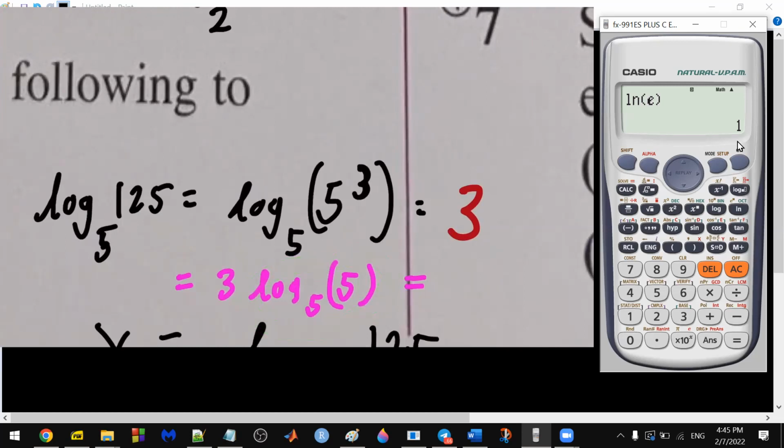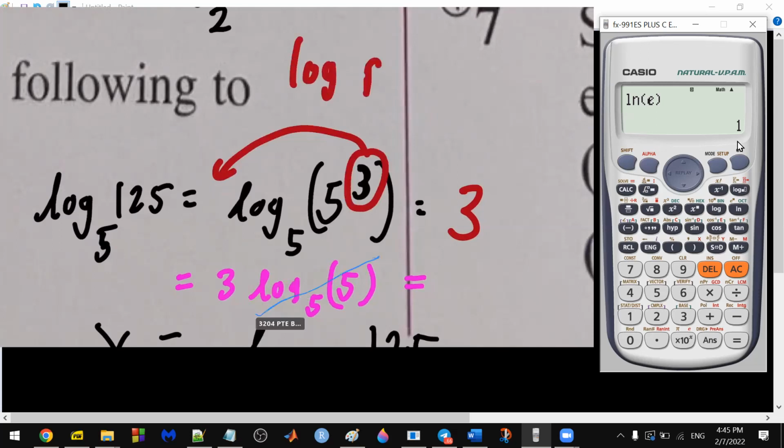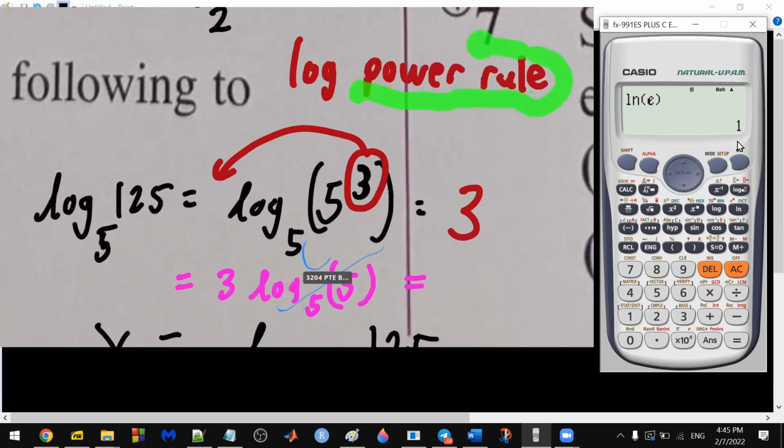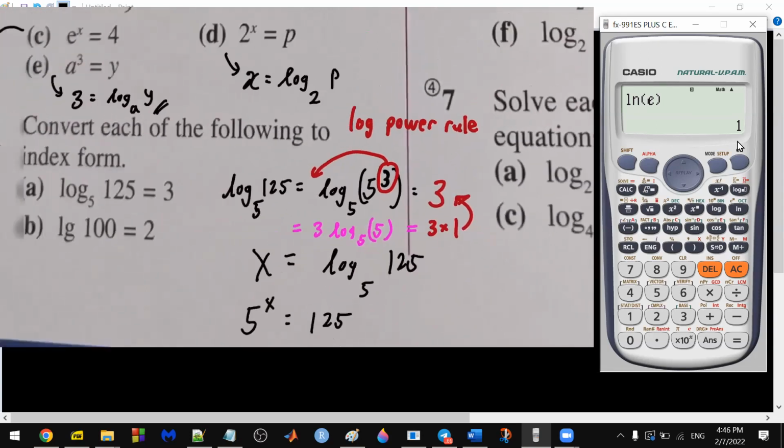All right. And yeah, you can bring it down. This is yet another special rule that I introduced later. This is called the logarithm power rule. Do not be confused, because in the future you will learn something else that's also known as the power rule in differentiation. This one you just bring down. So 3 times log 5 base 5 is, this one is just 1, so 3 times 1, which is just equal to 3.